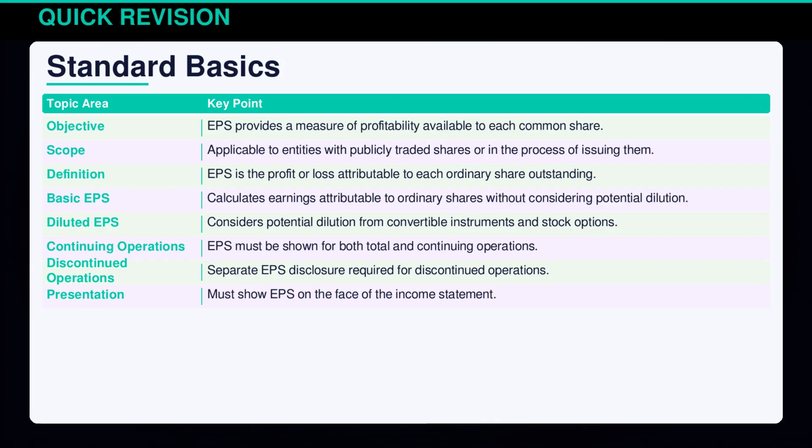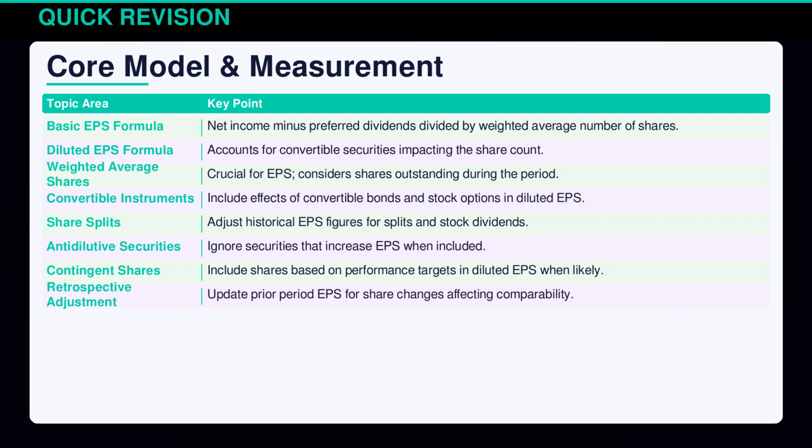Let's zoom into the basics. EPS gauges profit per share, a key profitability measure. It covers entities with public shares, capturing both basic and diluted measures. Always show EPS for overall and continuing operations. Discontinued operations need separate disclosure. Dive into EPS models. Basic EPS pulls net income after preferred dividends. Diluted EPS factors in convertibles. Don't forget weighted averages, adjustments for splits, and ignore antidilutive items.